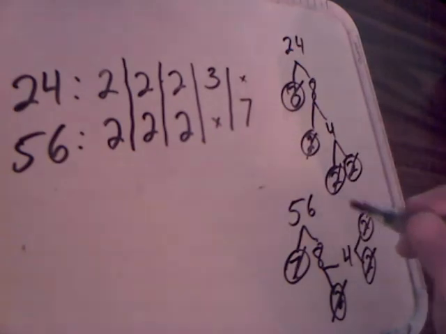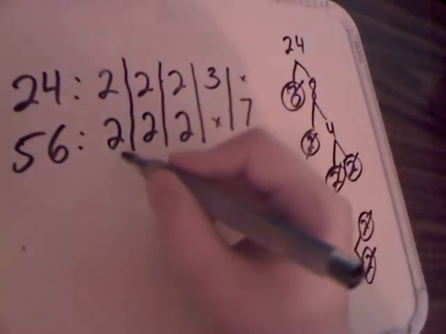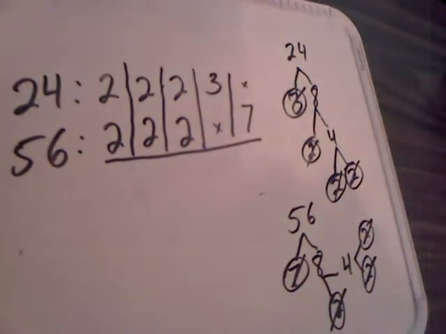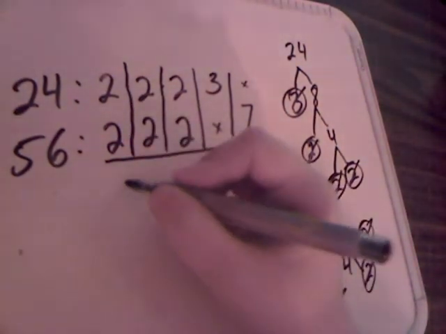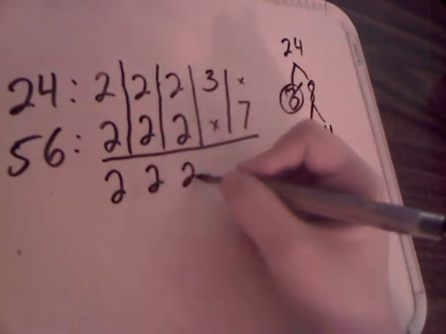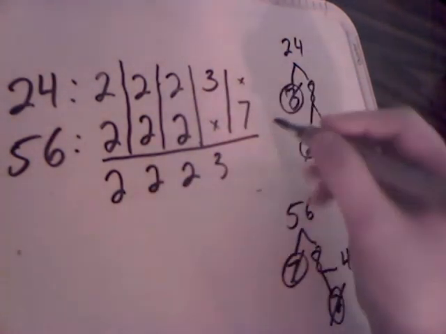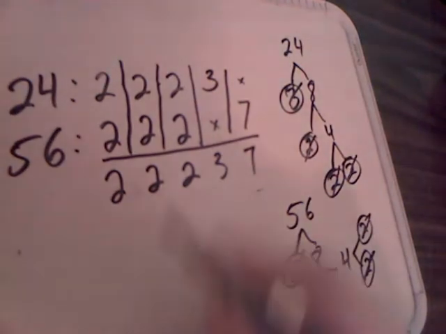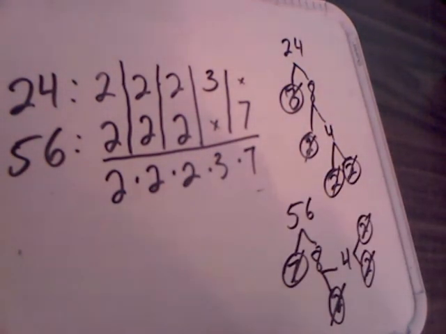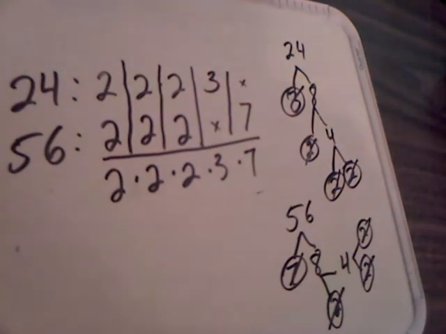You don't need to put those X's. You can, but you don't need to. We're going to shut the doors. Now we're going to label the doors. What's in here? 2's. What's in here? 2's. More 2's. A 3. And a 7. Put our little multiplication signs between there. And now what we want to do is we want to multiply all of these numbers together.